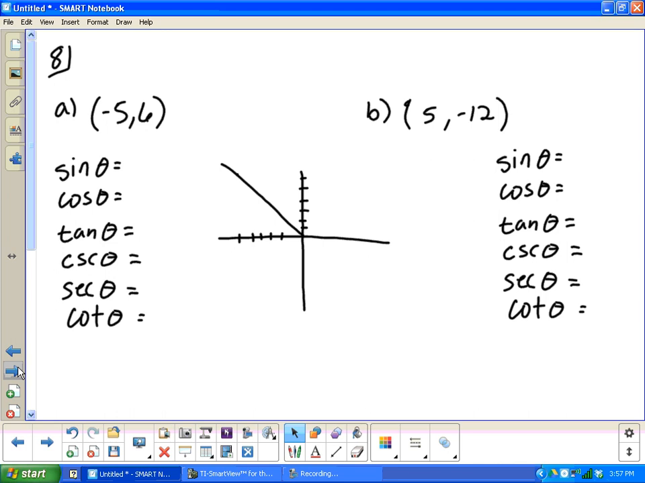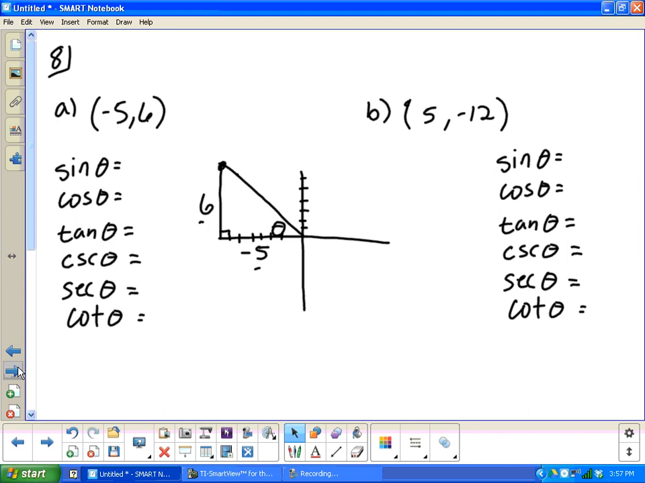Now, we have to find the ratios for the angle theta there. So what we're going to do is form a triangle with the x-axis. You always form it with the x-axis, so it's going to go downwards. And theta is always at the origin. And so now, if this is the point negative 5, 6 here, that means I went 5 to the left and then up 6. Now I have to find my hypotenuse.